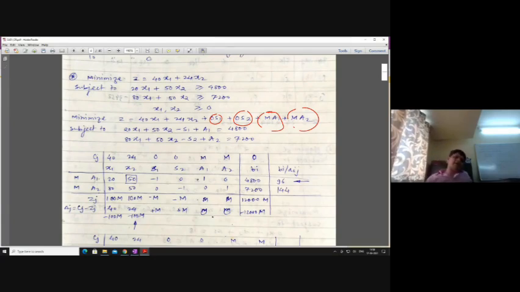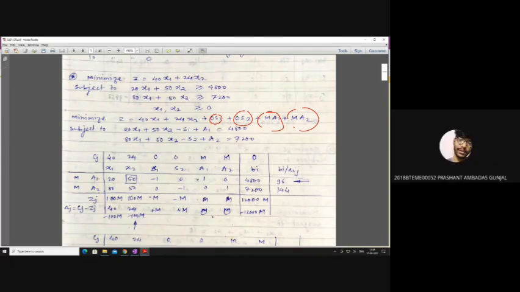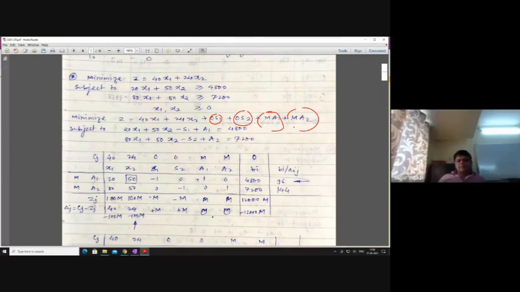Now write down the Cj contributions at the top of each variable and at the left side of the basic variables. 40, then 24, 0, 0. Initially take 0 for the basic variables, then A1 gets M, A2 gets M. Is it okay? Have you understood up to here? Yes, sir.